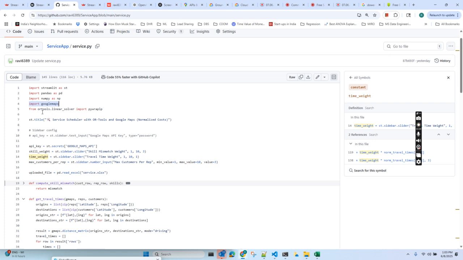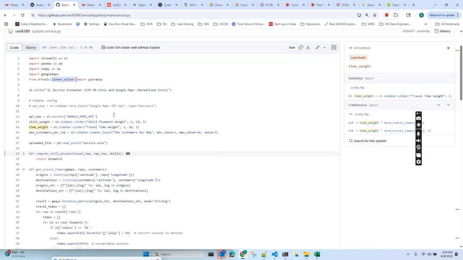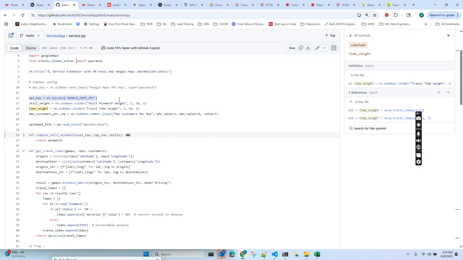And it is given by Google, and from there I am using something called a linear solver, because these constraint problems, where we try to minimize the weights and optimize the mapping of service engineers to the customers, use something called linear programming, right? So we are using this. Now, in a separate video, I can show you how I am getting the Google Maps API, because the focus over here is to take you through the code, not through the process of getting the Google Maps API per se.